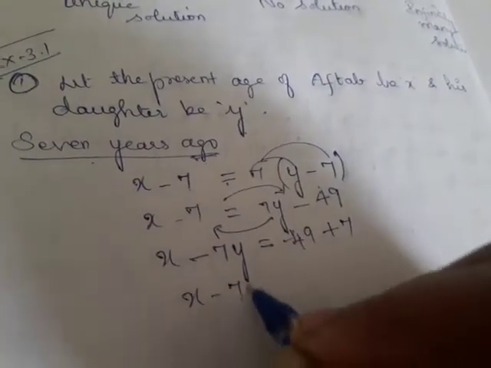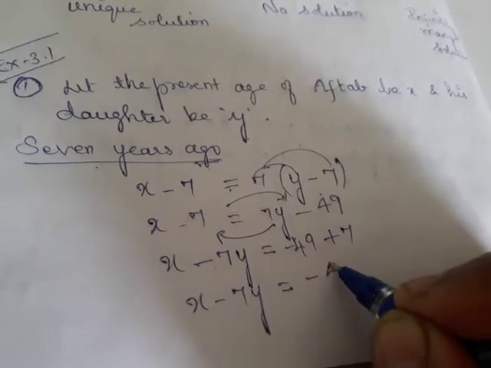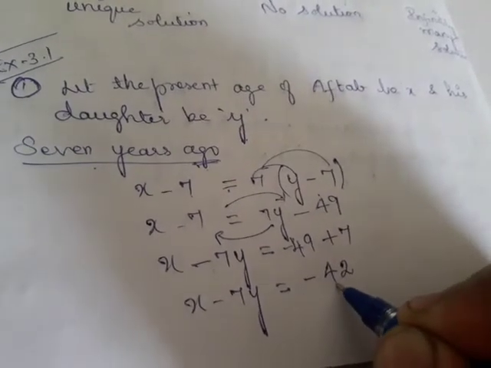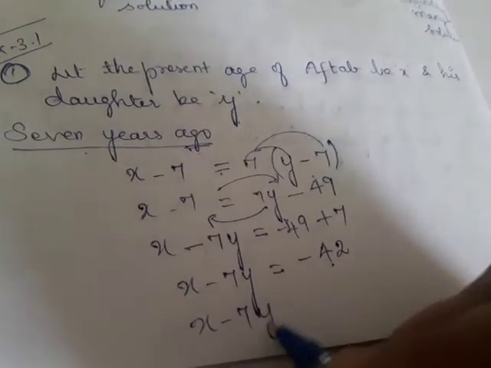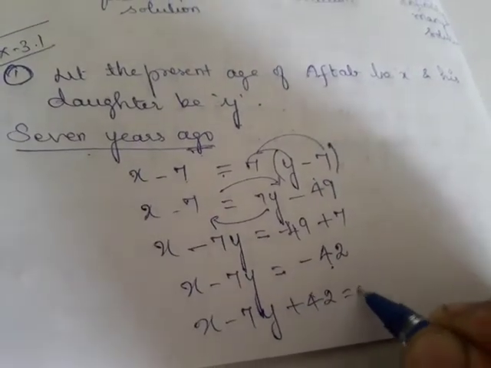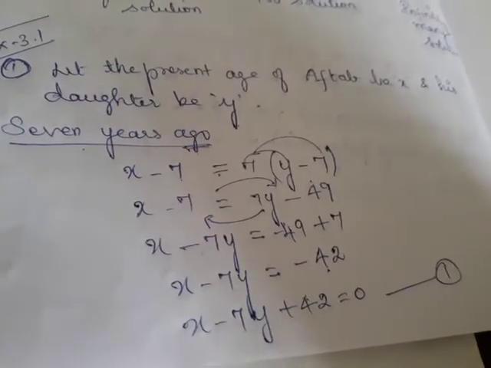So x minus 7y is equal to minus 42, or else you can bring this constant term to this side. So it becomes x minus 7y plus 42 equal to 0, which will be your first linear equation, right?